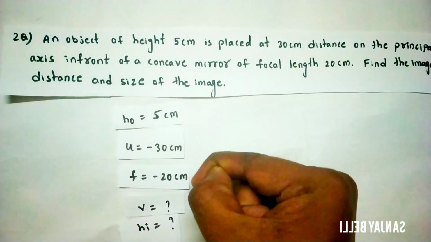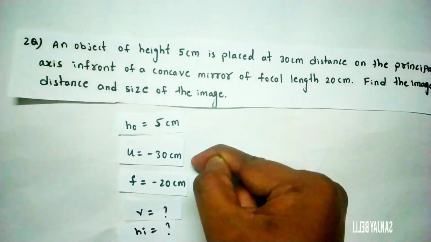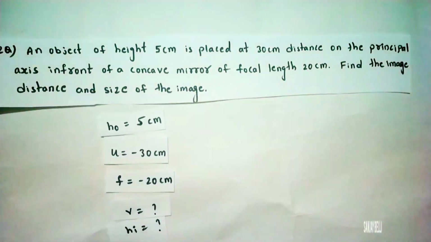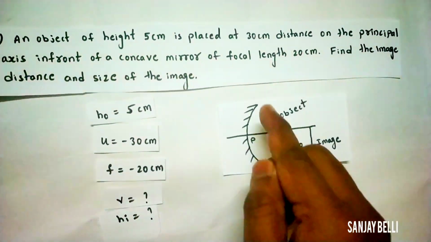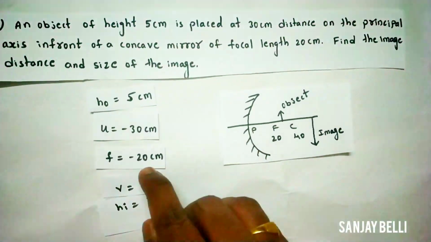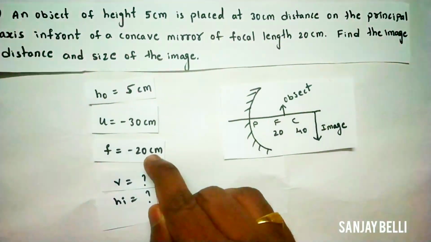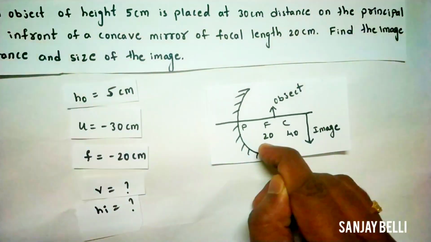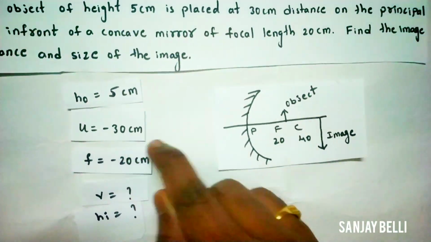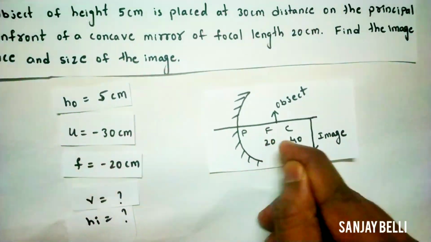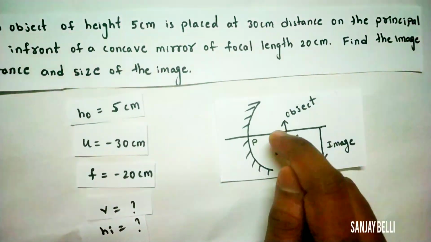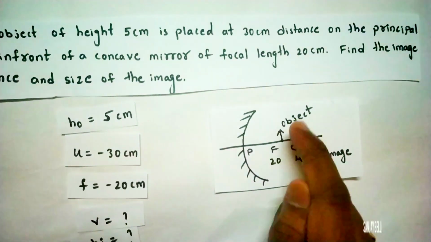By using this u and f we can locate where an object is placed in a concave mirror. So here you can see this is your concave mirror: P, F and C. Focal length is given as 20 centimeters. That means F equals 20, then C will be 40. U is 30, which is present between 20 and 40. That means after 20 and before 40. So the object is placed between F and C.